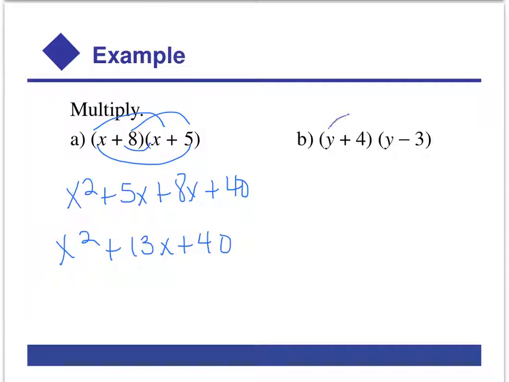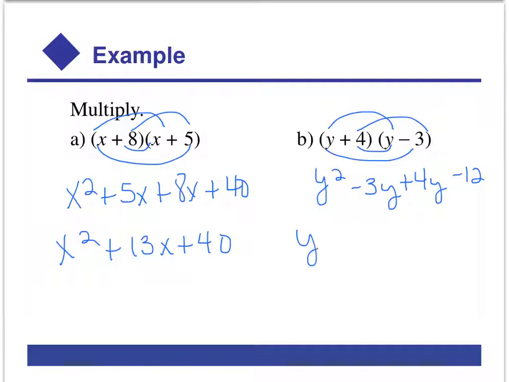Again, first, we get y squared. Outer, we get negative 3y. Inner, we get positive 4y. And then last, we get negative 12. So we're going to gather like terms. So we get y squared plus y minus 12. And we're finished with that one.